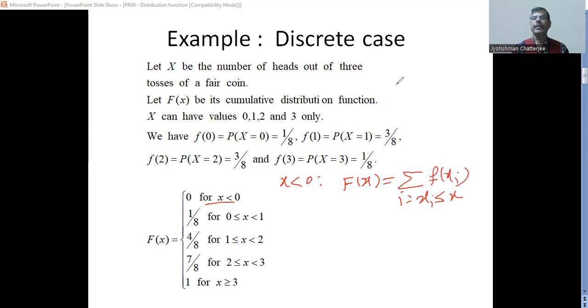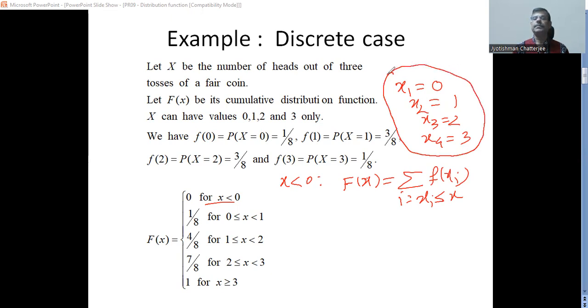now which are the xi values here? 0, 1, 2, 3. These are the xi values, in other words the possible values of capital X. None of them is less than this small x. None of them satisfies this, so we need not add anything over here. So capital F(x) turns out to be 0 because we are adding nothing.